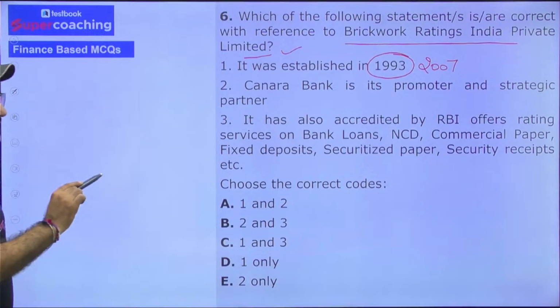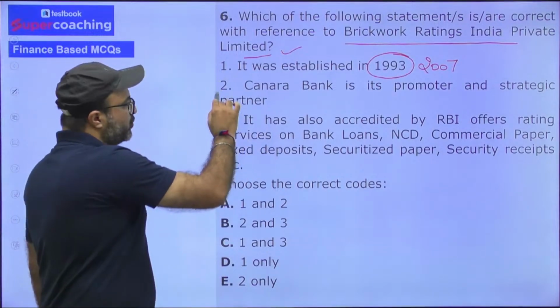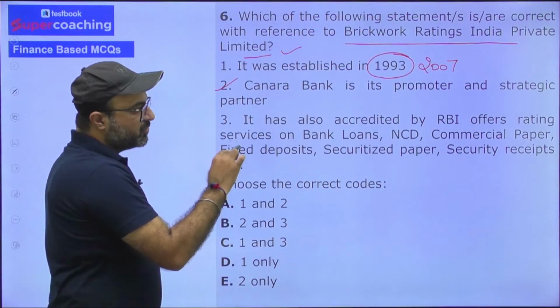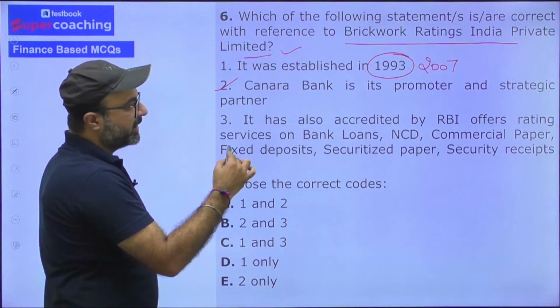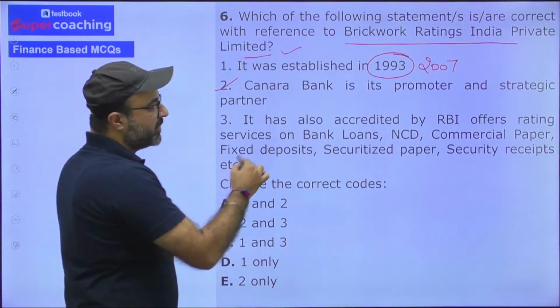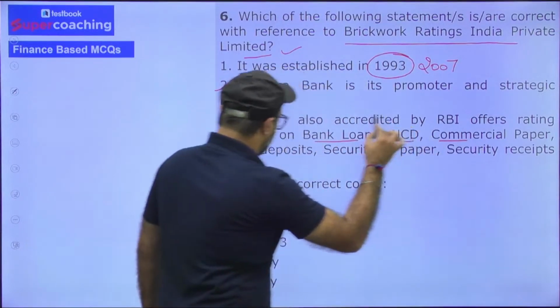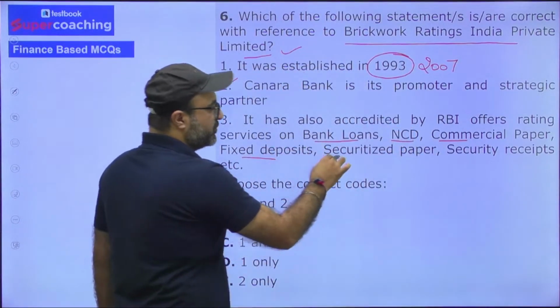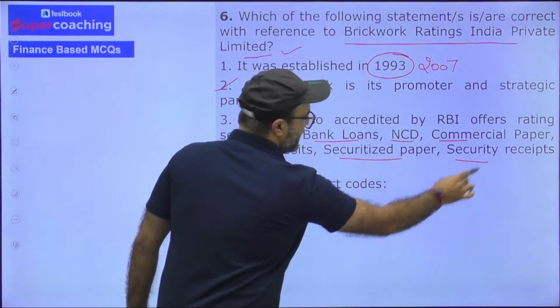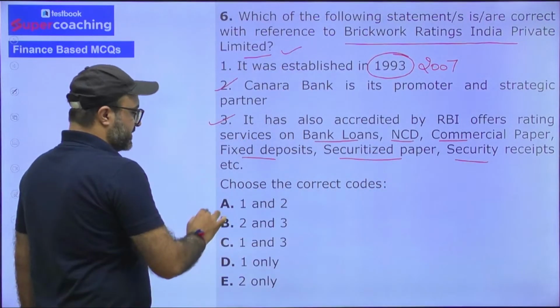So Canara Bank is the promoter. That is true. Sir, it is also accredited by RBI and offers rating services on bank loans. That is true. NCD, true. Commercial papers, true. Fixed deposits, true. Securitized papers and security receipts, that is true. So the answer is going to be 2 and 3.